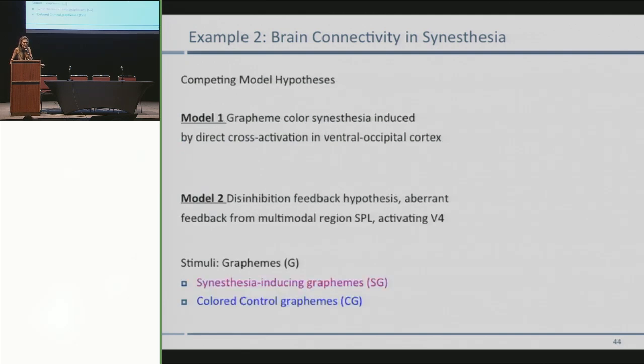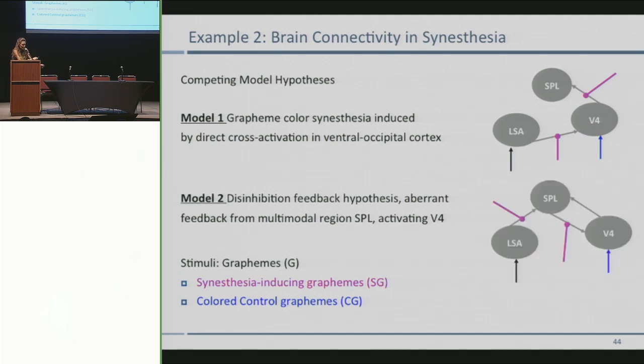There were two hypotheses that were interesting to the team. The first was direct cross-activation in ventro-occipital cortex. That was essentially a model where the word form area, or the letter shape area, sends connections directly to V4 and then into the superior parietal lobule. Or they had a disinhibition feedback hypothesis, where rather the letter shape area sent a forward connection to the superior parietal lobule, and that in turn sent a backward connection, and that's why you were seeing activation in V4. So those were their two interesting hypotheses on synesthesia.